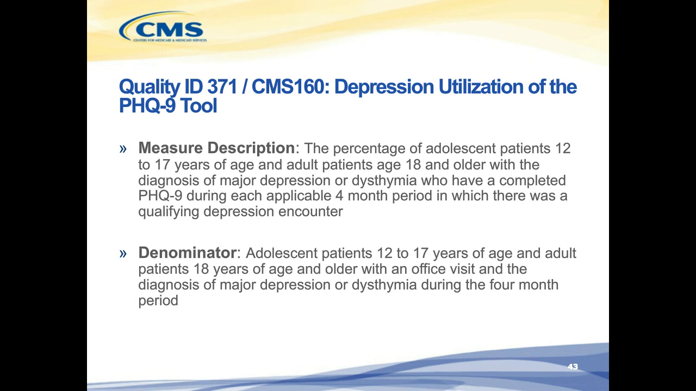One thing to note is that there are 3 populations in this measure. So there's one population for each 4-month period. Population 1 is September through December, population 2 is May through August, and population 3 is January through April.